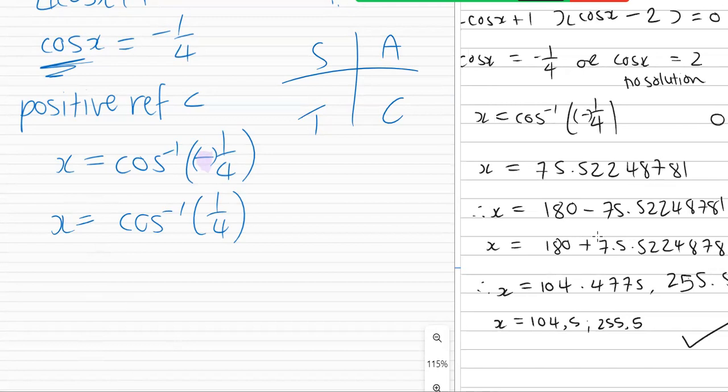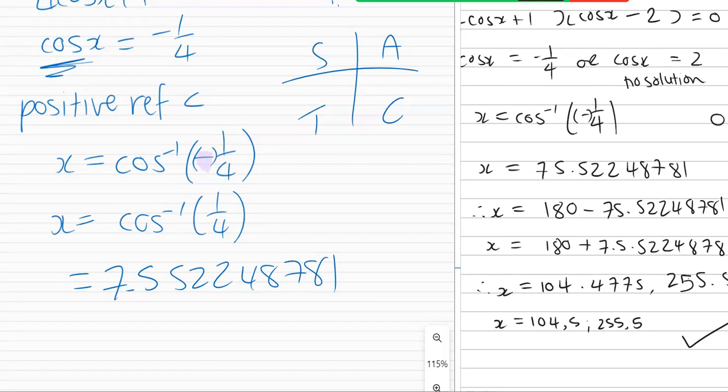I already worked it out. And I got 75.5224878... Okay, so that's lots of decimals to add there, but that's what I got with cos⁻¹(1/4).